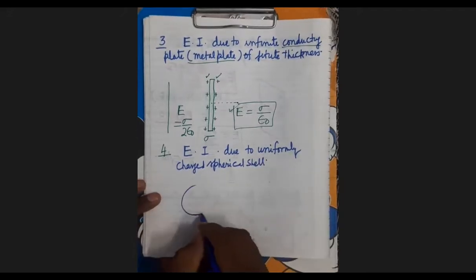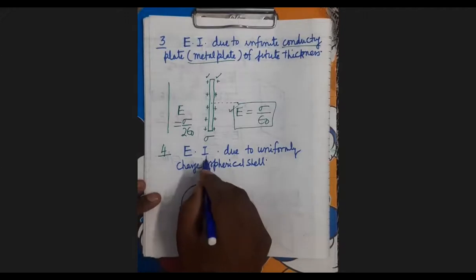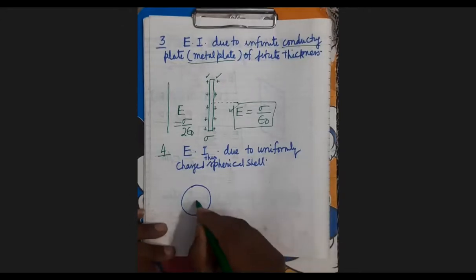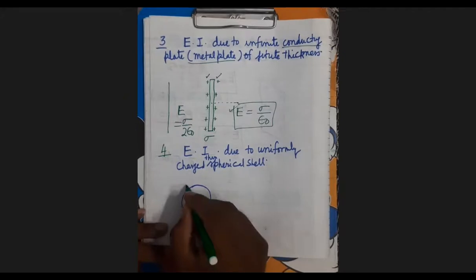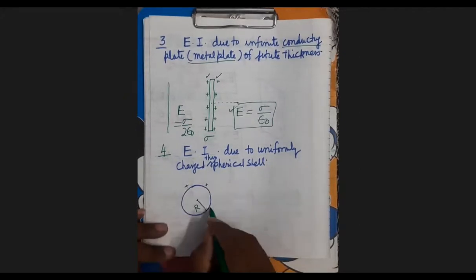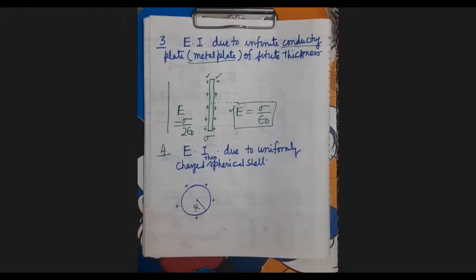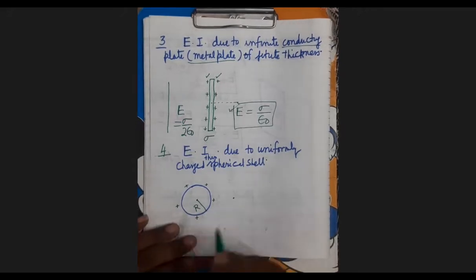There is a uniformly charged thin spherical cell. Thin spherical cell means internal radius and external radius both are the same. Its radius is capital R, and suppose its charge is Q. So what will be the electric intensity due to a uniformly charged thin spherical cell at any point?